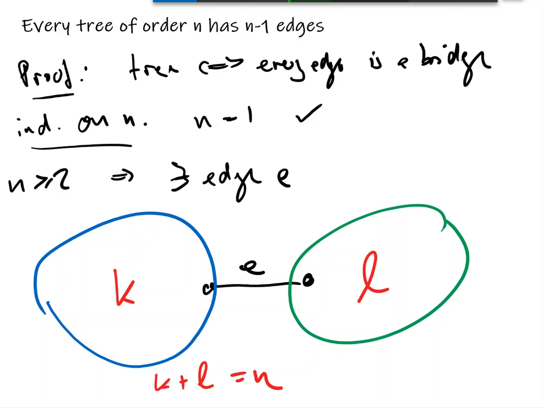So these components are connected graphs without cycles, because they come from a tree. And so by deleting an edge, we're definitely not creating a cycle. So each of these are trees. So this means that this left component has k minus 1 edges, and this right component has l minus 1 edges. So in total, we're getting k minus 1 plus l minus 1 plus the one edge e in our graph. And since k plus l is n, this is exactly n minus 1. And this is the whole proof.